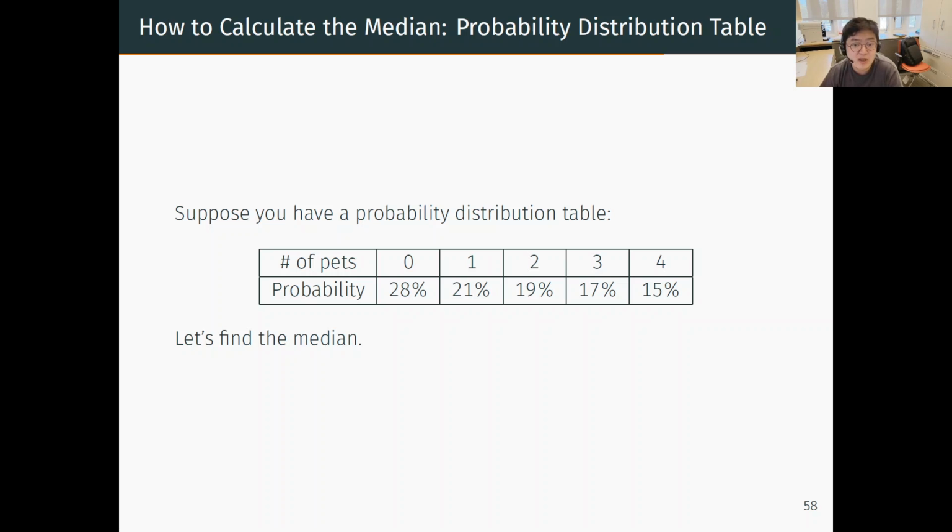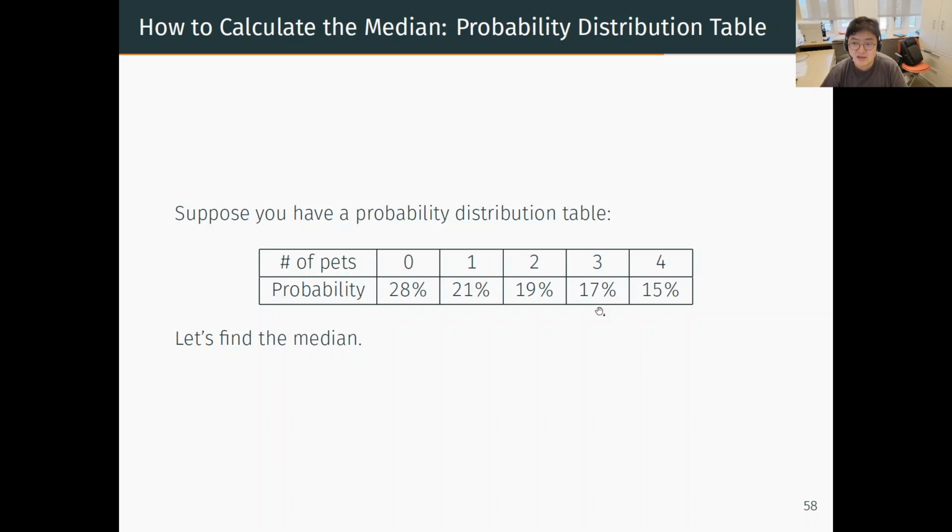Now I will think about a new example. Suppose that you have a probability distribution table of the number of pets in a household, right? Suppose that there are 5 possible outcomes, and 28% of households have 0 pets, and 21% have 1, 19% have 2 pets, 17% have 3 pets, and 15% have 4 pets. Of course, the data is not real. I just made up the numbers for simplicity. Here, let me find the median. It's not easy. Like it can be 2 or 1 or I don't know.